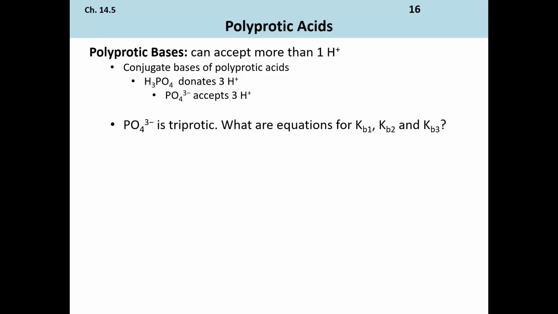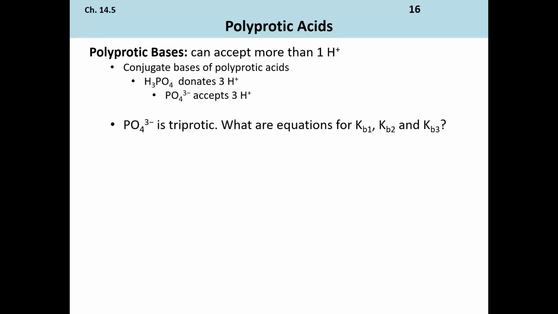And they're basically just the conjugate bases of your polyprotic acids, right? So if H3PO4 donates 3 H plus, that means PO4 3 minus, which is what we ended with, can accept 3 H pluses. All right, so phosphate, PO4 3 minus, is triprotic. Okay.